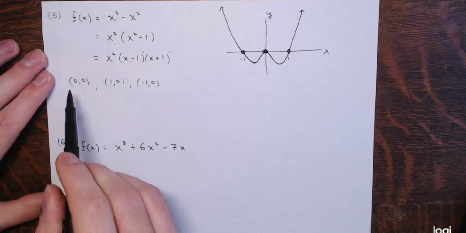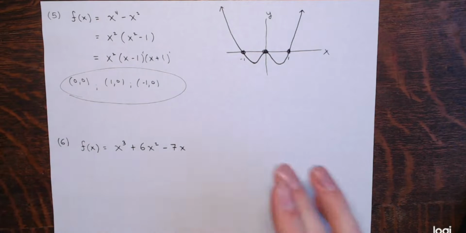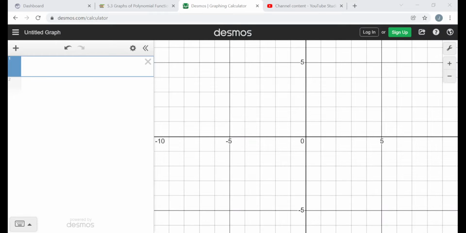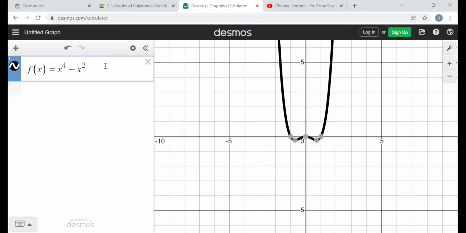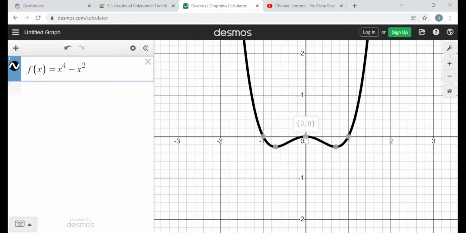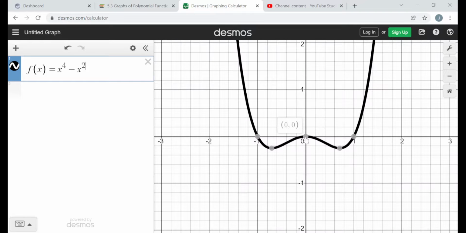Alright, and let's take a look. Let's verify this. So we have f of x equals x raised to the 4th minus x squared. And you see the intercepts: negative 1, 0, 0, 0, 1, 0. And you see how it's crossing at negative 1, crossing at 1, but bouncing off the axis, just touching the axis and bouncing back at 0.